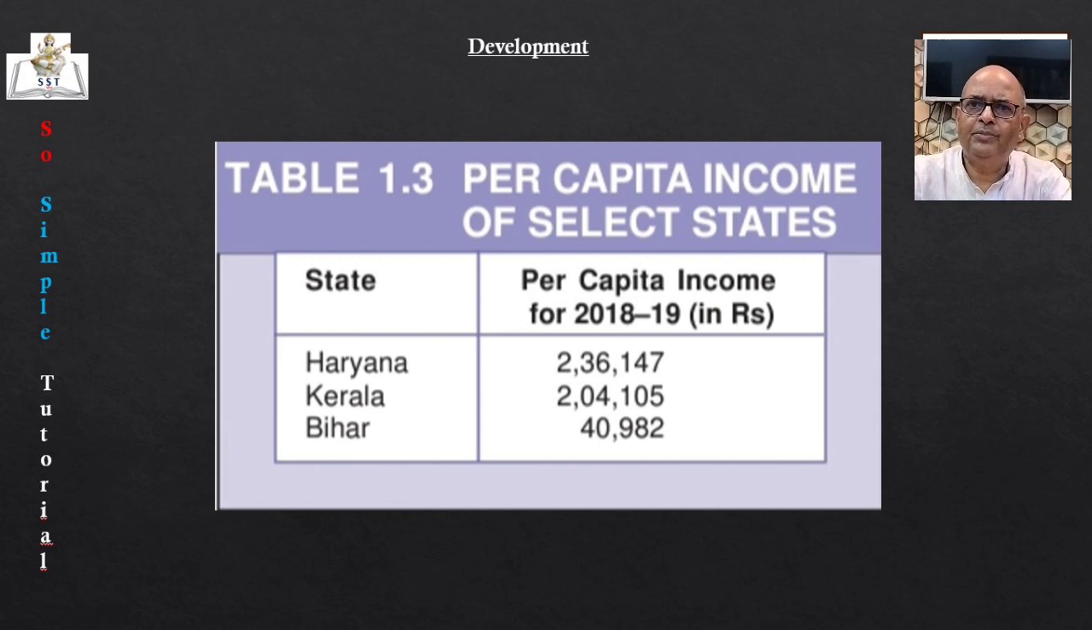It shows per capita income of Haryana, Kerala and Bihar. Haryana has the highest per capita income and Bihar the least. This means that on an average, a person in Haryana earned rupees 2,36,147 in a year, whereas a person in Bihar earned only rupees 40,982. So, based on per capita income, Haryana will be considered the most developed state and Bihar the least developed state of the three. Let us now see table 1.4.